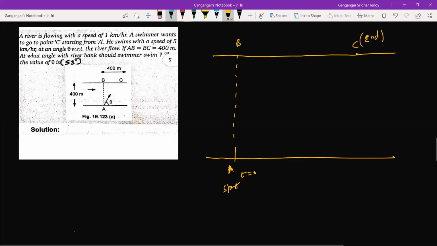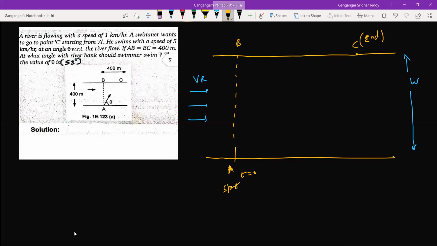How the river current is flowing. There's a river current and there's a width of the river. So how we should swim so that these values are there? So how VSR bar should be directed so that VS bar should be in this direction? So what is known for us? The direction of VS here. This is given for us.